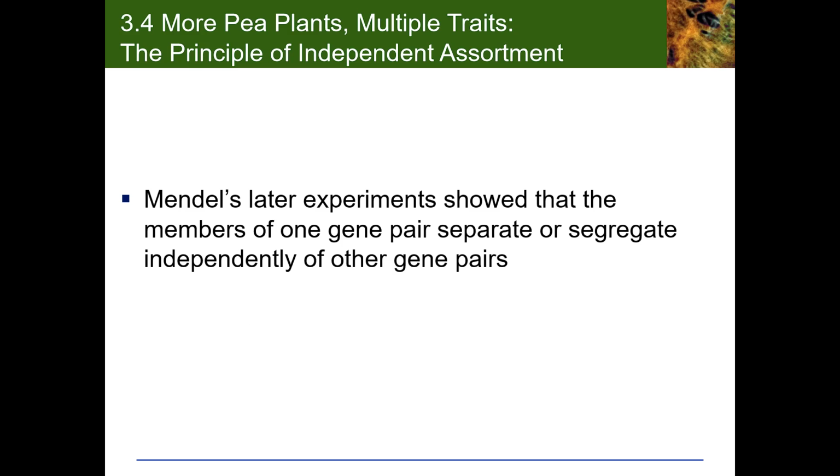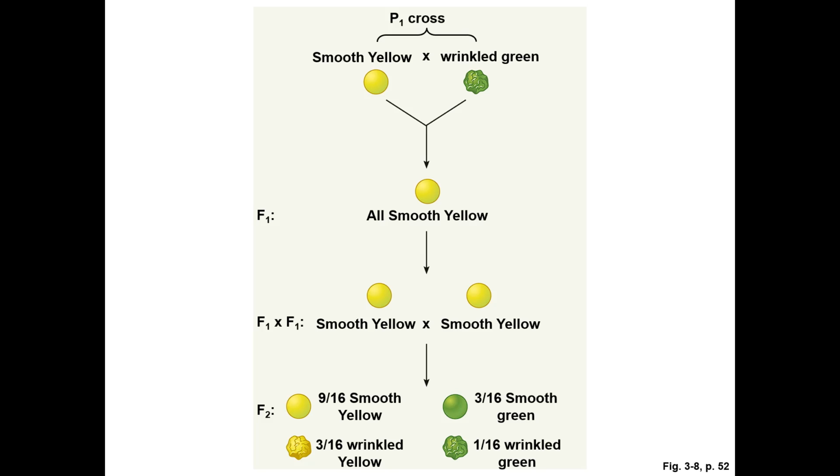Okay, more pea plants, multiple traits, the principle of independent assortment. So Mendel's later experiments show that the members of one gene pair separate or segregate independently of other gene pairs. So now what we're looking at in this section is when you do a cross, we're looking at not just smooth and wrinkled, but we're combining traits. Smooth and wrinkled, but also yellow and green. So here we have smooth yellow and wrinkled green. And the parental generation, the first generation of offspring, you have all smooth yellow.